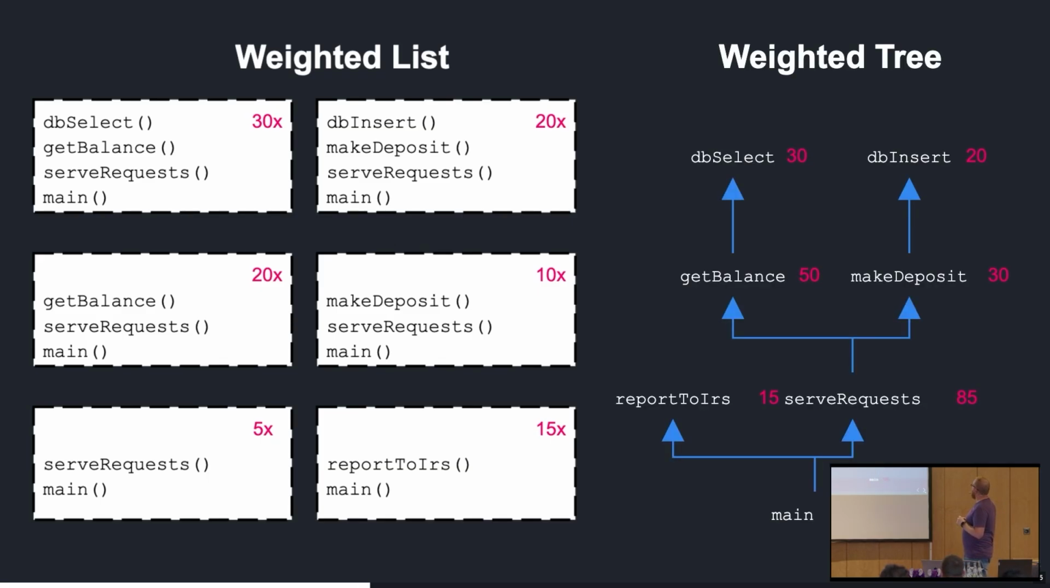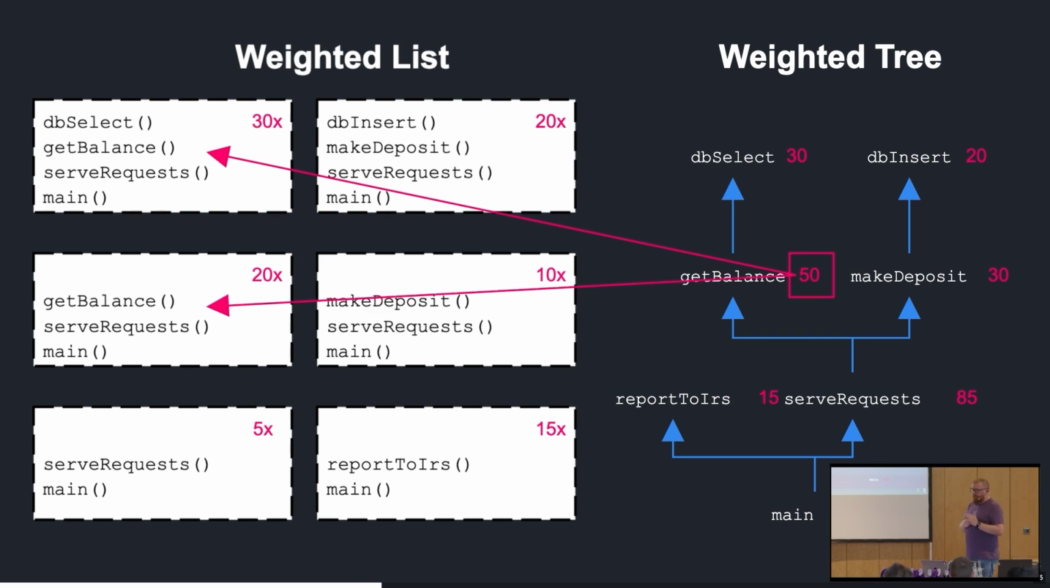Now a different way, or another representation, of the sample is a weighted tree. The numbers are really bad to see here, but I'm going to explain. The basic idea is that every node in this tree represents a function that we have observed in all of the stack traces. So we have observed the main function. From the main function, there are two nodes going to report to IRS, which ends in serve requests. From serve requests, overall, we have two nodes going to get balance and make deposit. Those are the two functions that serve requests can call into, and get balance goes into dbselect and make deposit into dbinsert.